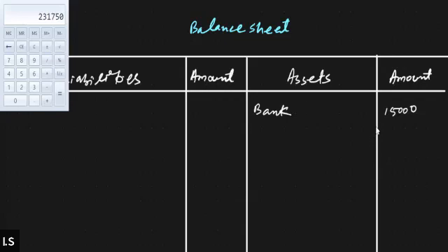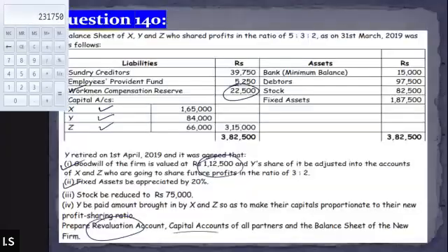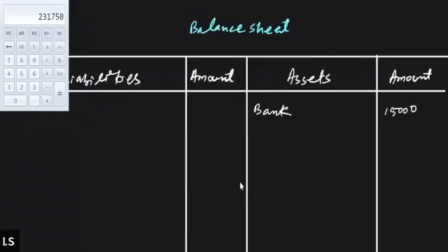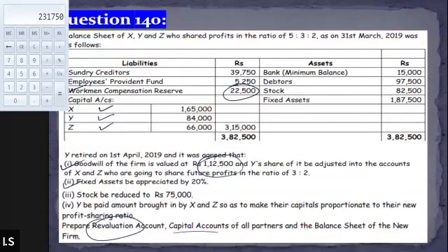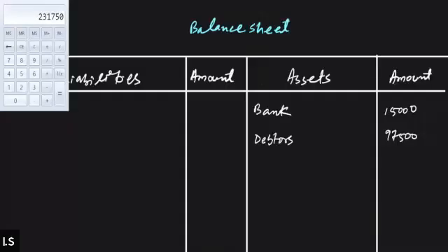All right. And coming back to the question, on the asset side, we have the debtor. There is no change in the value of the debtors as well. We'll write down the full value of the debtor, 97,500. And then we have stock, which was revalued. Now stock is reduced to 75,000. So the new value of the stock will be written on the asset side. Stock 75,000.